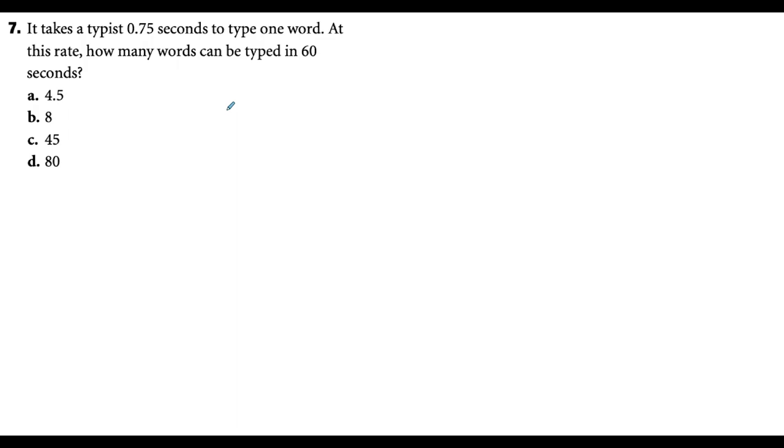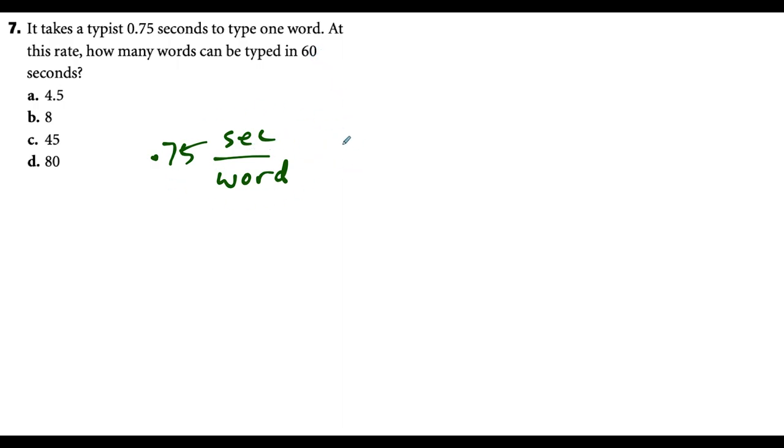So for question 7, we have, it takes a typist 0.75 seconds to type one word. So that's our rate, 0.75 seconds per word. And we want to know how many words can be typed in 60 seconds. So here we have to be careful. The million-dollar question is, do we multiply by 60 or do 60 divided by the rate?